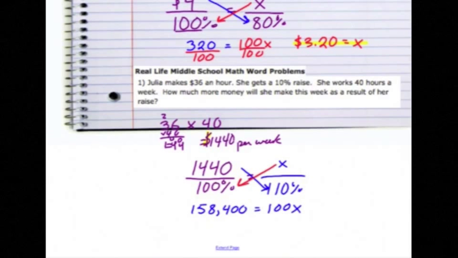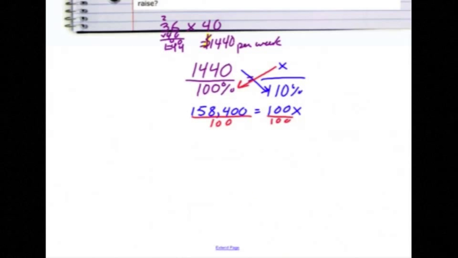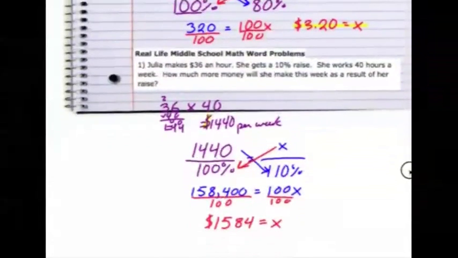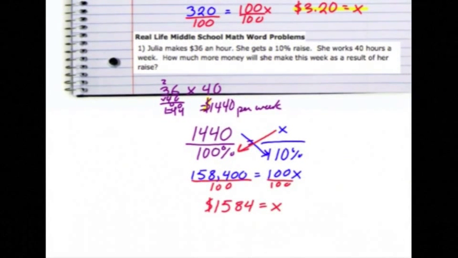Don't forget, we finished cross multiplying. In order to figure out what x is, we divide both sides by 100, and we get $1,584 per week. So her original pay or income was $1,440 a week, but now she's making $1,584 a week.